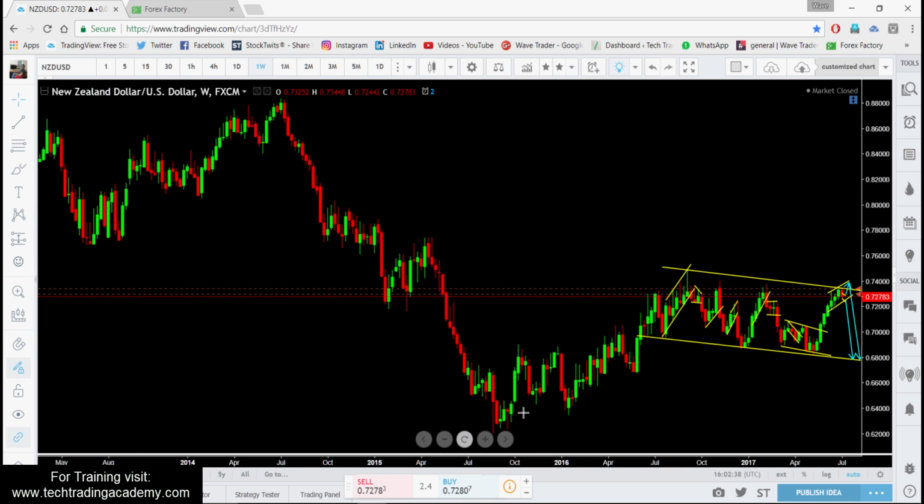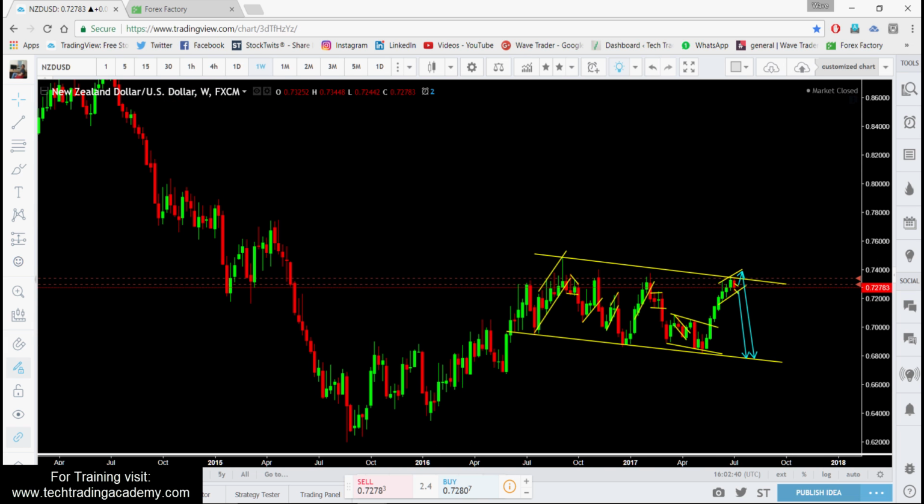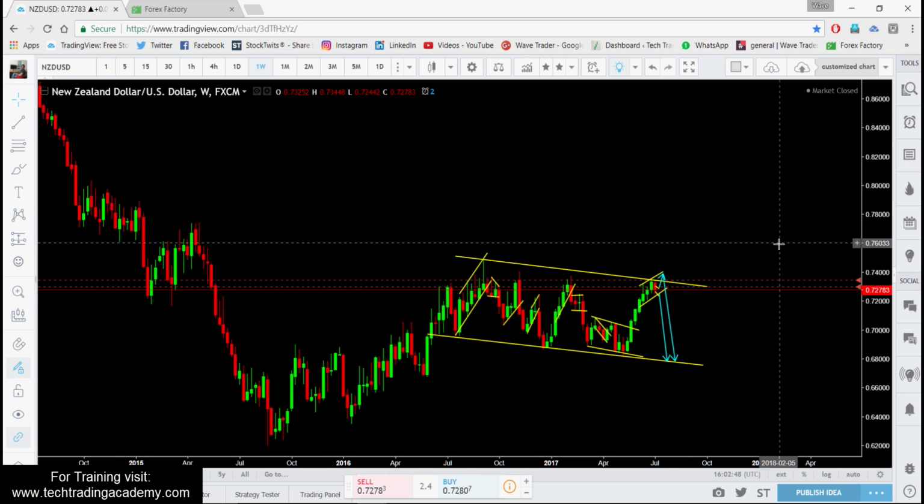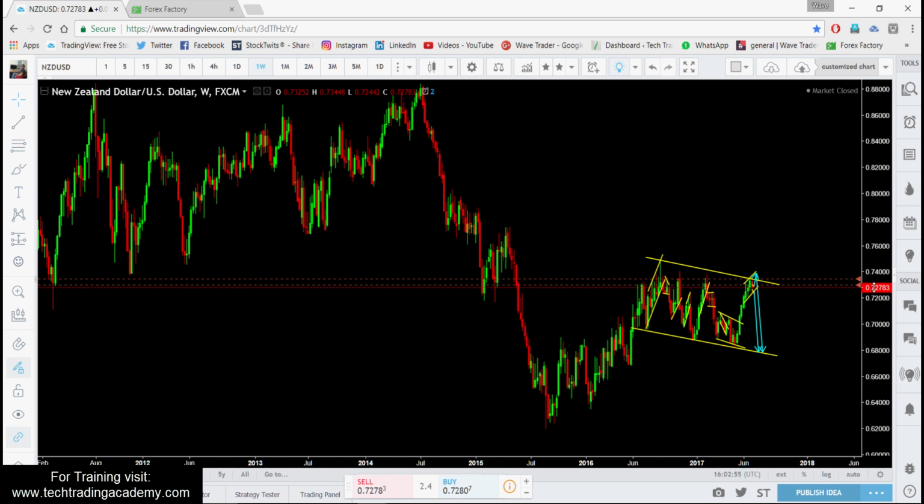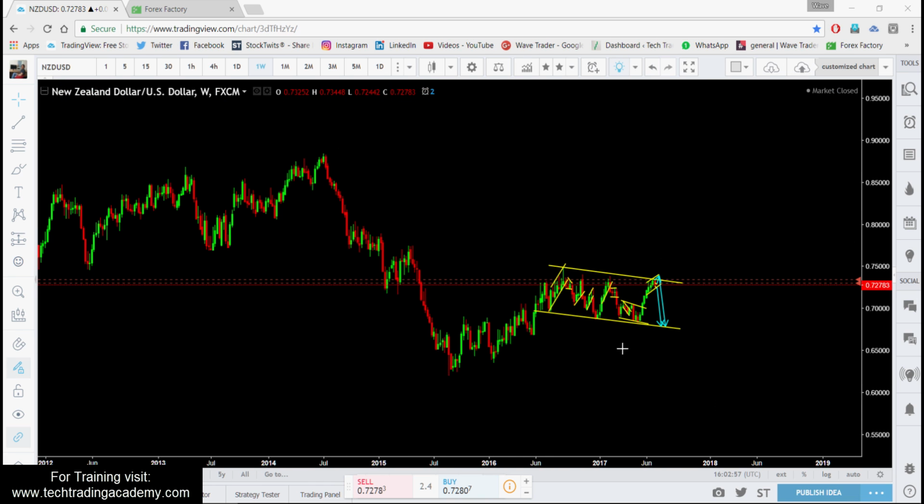As you can see, weekly is at the top. So we are at the top, and we're going to look for continuation to the downside. Why are we going to look for the continuation to the downside? Because the pattern we are having is quite similar to USD CAD.